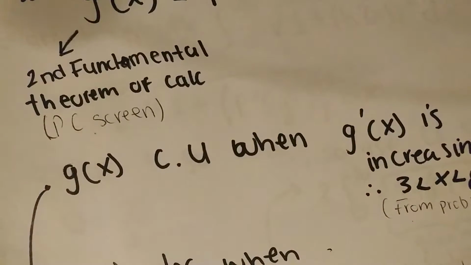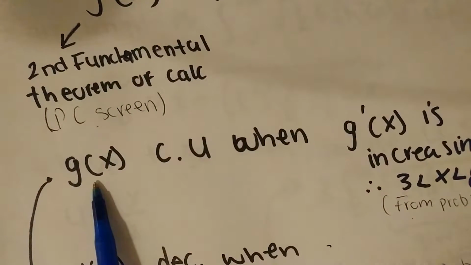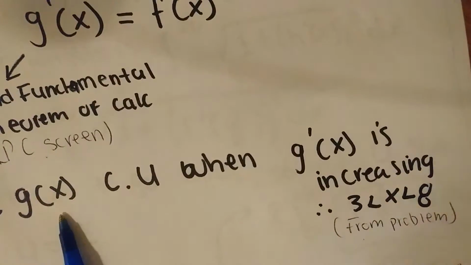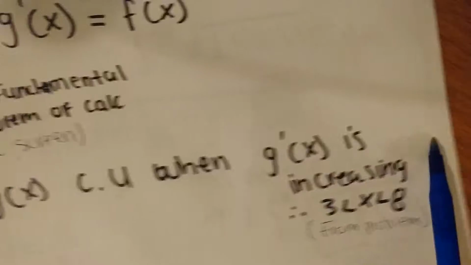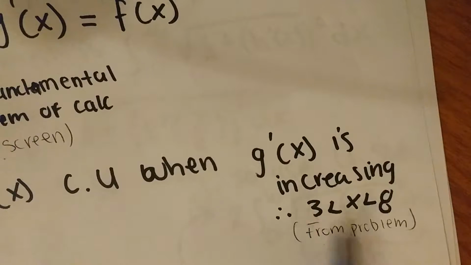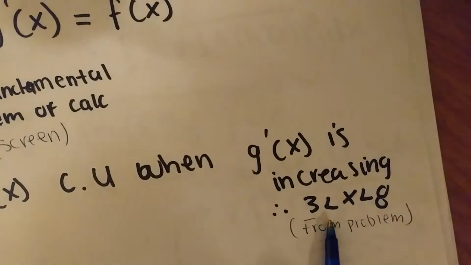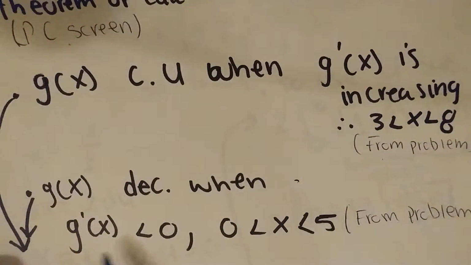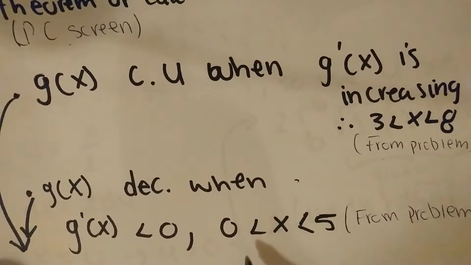And so since we can say that, we need to find when g of x is concave up, and then it's treating it like an f of x. So it's concave up when the prime of it, or the antiderivative of it, is increasing, which is from 3 to 8, which is from the problem itself, and it's also visible on the graph. And then for the second part, we can say g of x is decreasing when g prime of x is less than 0. So remember, on the graph, anything from 0 to 5 was under the x-axis, so it was going to be less than 0 because it's all going to be negative. And that's also from the problem.